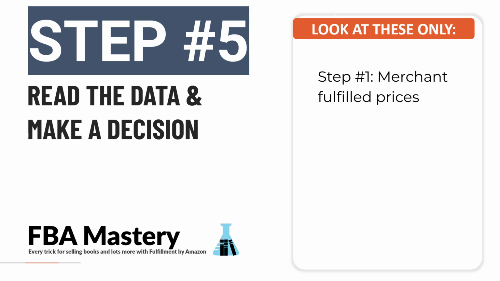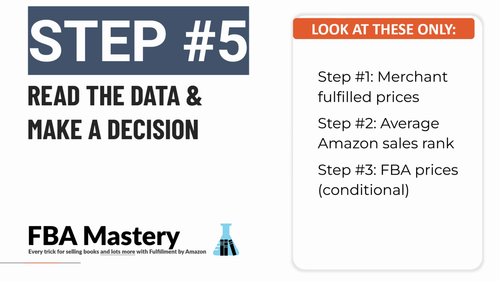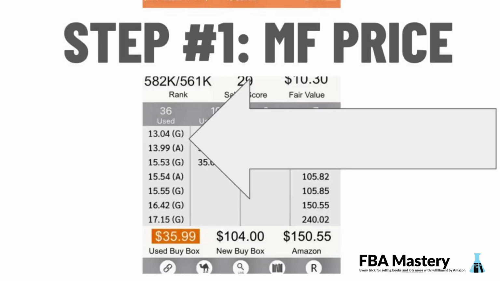Number 1, merchant fulfilled prices. That's where my eyes go first. I'll expand on this in a second. Number 2, I look at the average Amazon sales rank. Number 3, I look at FBA prices. I'm an FBA seller. If you're not an FBA seller, you can ignore step number 3 completely. Okay? That's it. That's all I do. Notice there's no Keepa charts. There's no completed eBay listings. There's no noise. 1, 2, 3, and I'm either buying it or passing on it. And I do all of this in under a second. And this will become a skill you pick up very, very quickly. So let's expand on each of these.